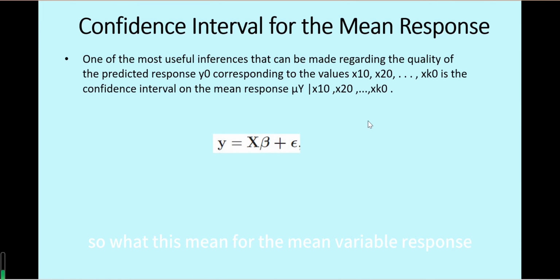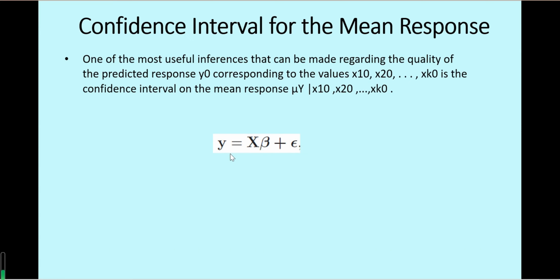So what does it mean for the mean variable response? Because we have estimated the coefficient values, then we can just put in the x variable. Here we can get a point estimate for the y. And we can omit this because this is the random term, epsilon, whose mean value is 0. So the point mean value of y is just calculated with this term, fill in the x variable and multiply by the estimated coefficients.